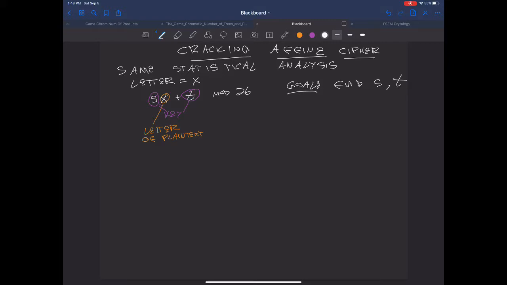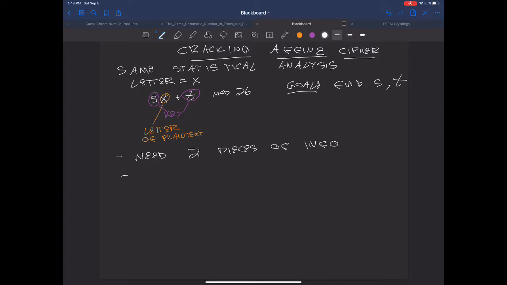Now instead of with the shift cipher, we only had to find one number. We had to find the shift key. Now we have to find two numbers, and so this makes things a little bit harder. For the statistical analysis, we need two pieces of information because we're looking now for two different numbers. So we can't just figure out which letter corresponds to E. We need to figure out another letter correspondence.